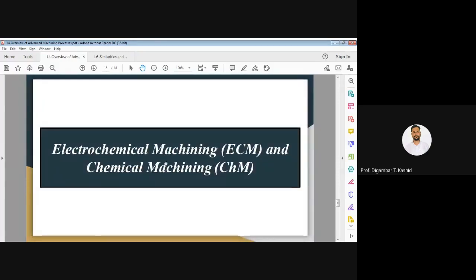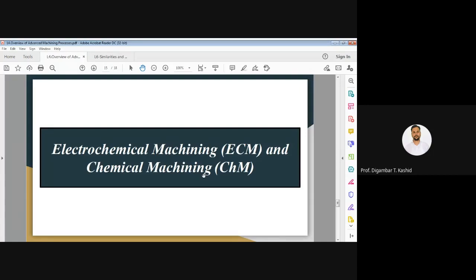This is another process known as electrochemical machining, ECM. In unit number 4 we have a separate topic about electrochemical energy based processes in detail, but here we are going to take an overview of this process. What is the working principle of ECM and chemical machining? We will discuss that here. I hope you know the process called electroplating in physics.